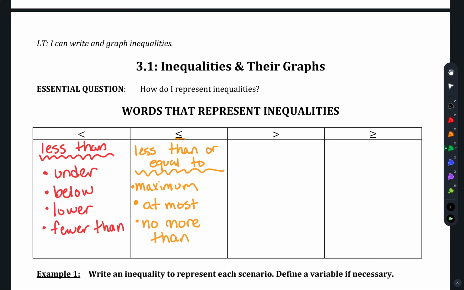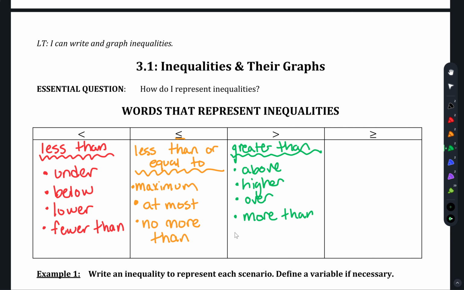Next, when we flip the sign around, we call this greater than. Words we associate with greater than are above, higher, over, or more than, or a rarer one is exceeds.